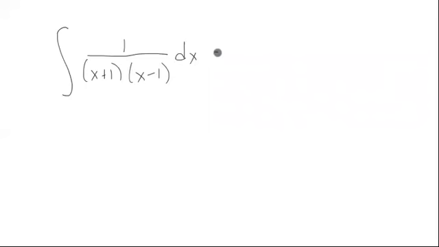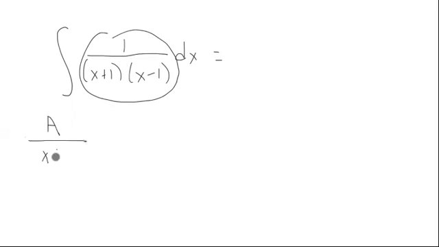So we know that this fraction right here, we can decompose it as a over x plus 1 plus b over x minus 1 is equal to 1 over x plus 1 times x minus 1.